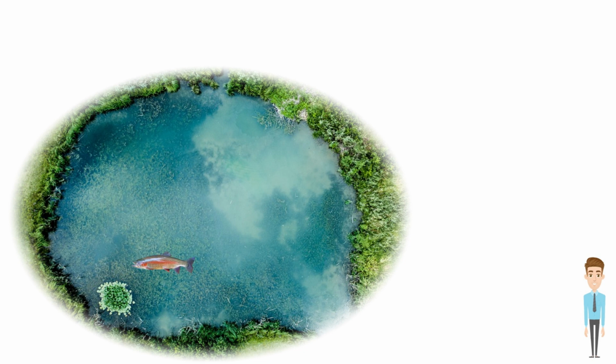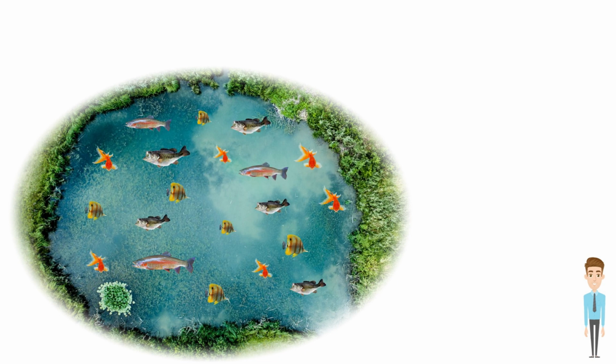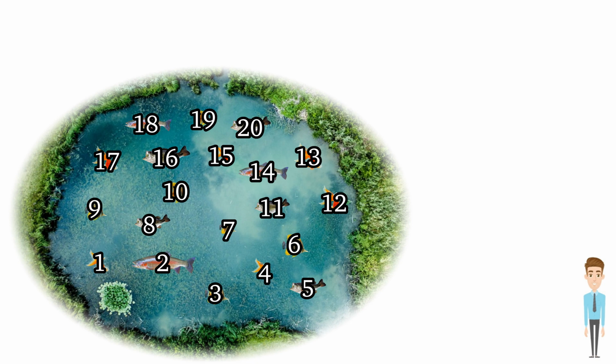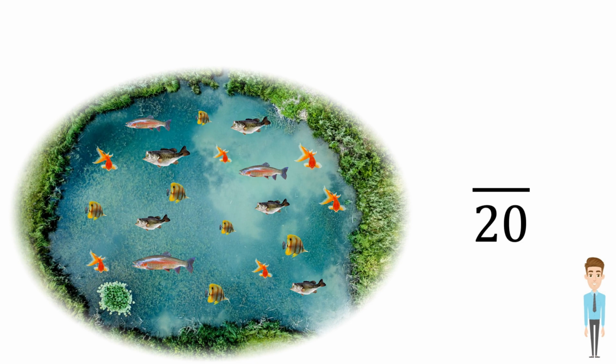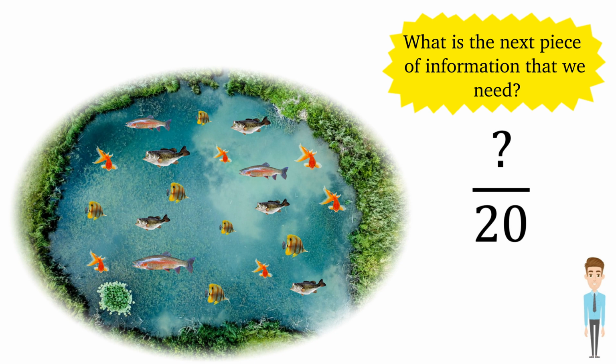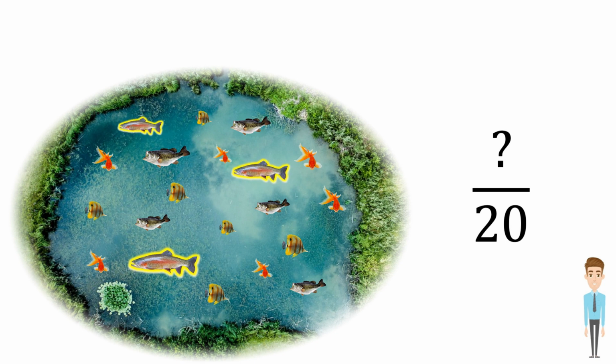After speaking to some experienced fishermen, you'll learn that there are 4 different types of fish in this pond. To figure out the chances of catching a rainbow trout depends on 2 things. The first thing is we need to know how many fish are in the pond, which is the size of the sample. What is the next piece of information we need? Yes, the number of rainbow trout in the pond. This is the outcome we're interested in. Therefore, you have a 3 out of 20 chance to catch a rainbow trout.